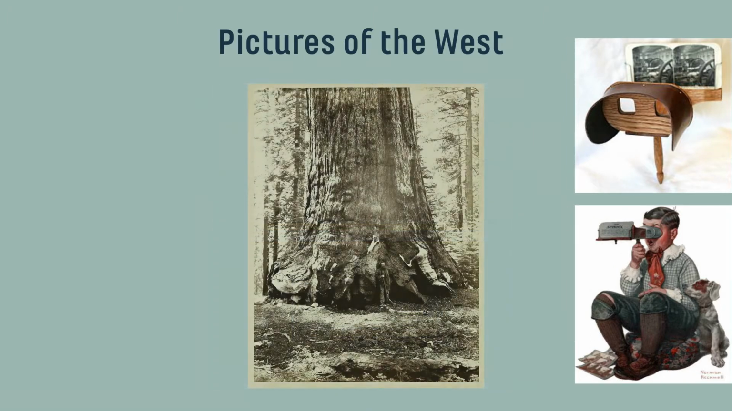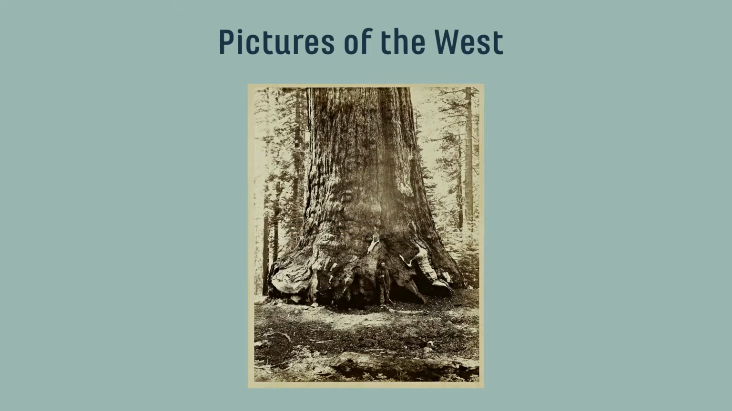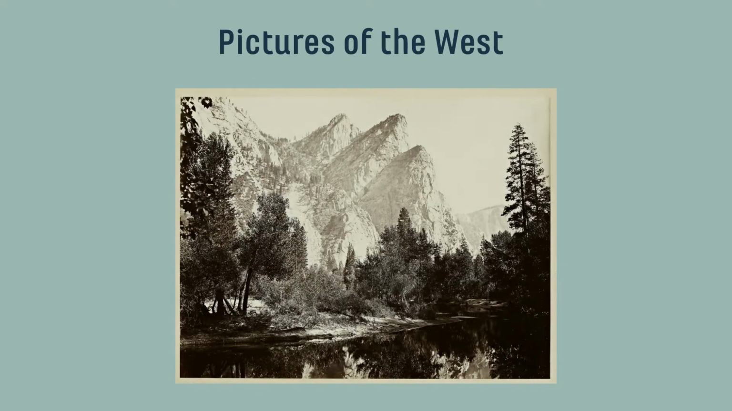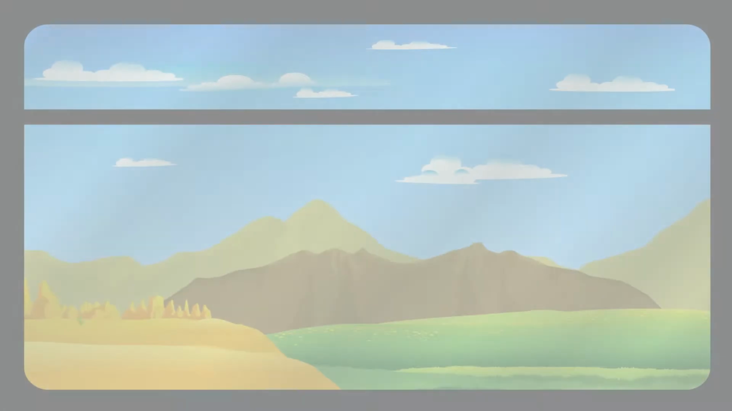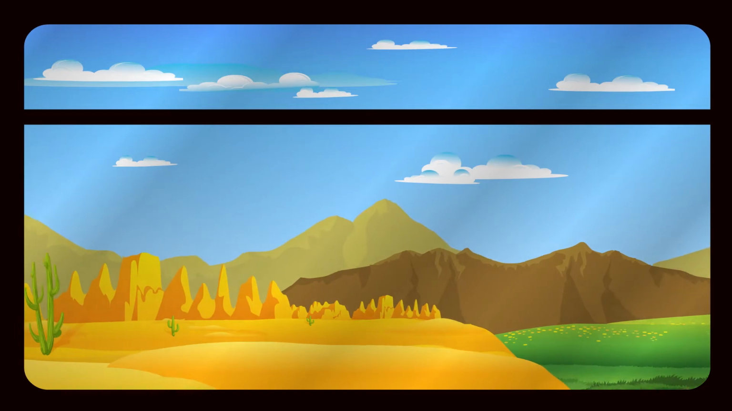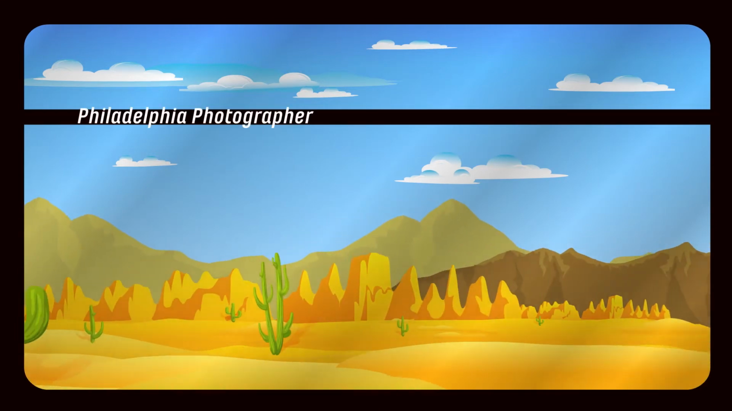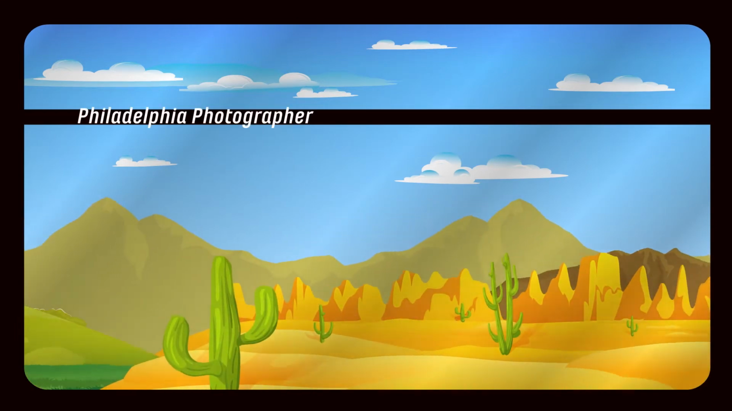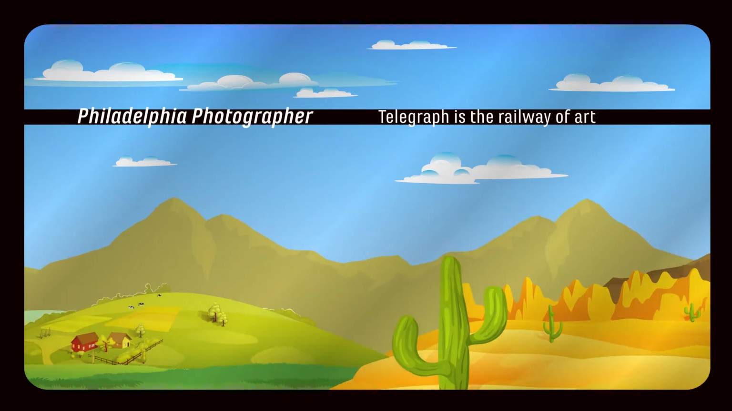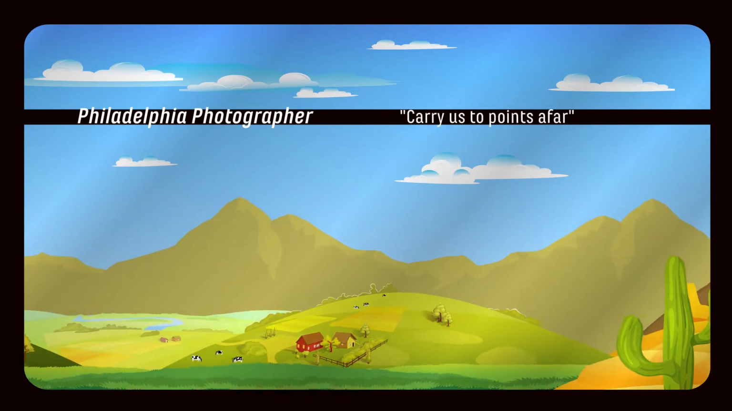But this wasn't the only connection between photography and the railroad. Photography and the railroad as technologies were advancing side by side with an incredible influence reinforcing each other as they were both considered the technologies that were conquering the western frontier. In 1866, a Philadelphia photographer claimed that the telegraph was the railway of art because it was able to carry us to points afar.